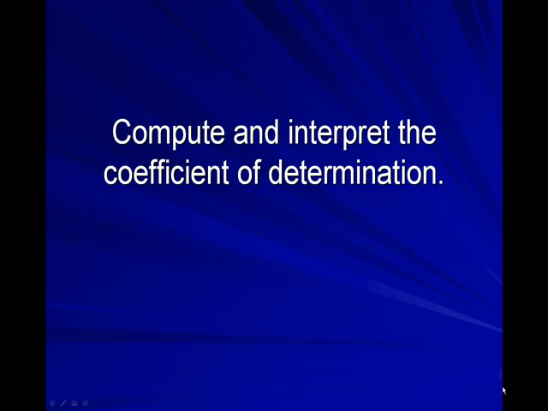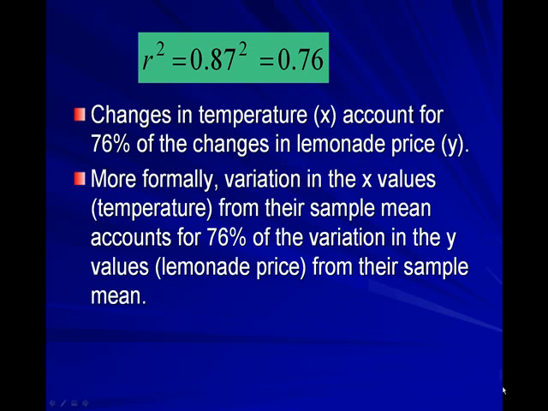So now we're going to compute and interpret the coefficient of determination, that is r squared. So of course we'll just square r to get r squared. What that means is that changes in temperature account for 76% of the changes in lemonade price, or more specifically, the variation in x values from their sample mean account for 76% of the variation in the y values from their sample mean.